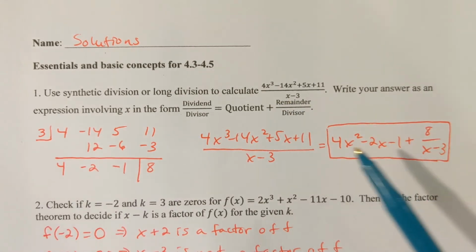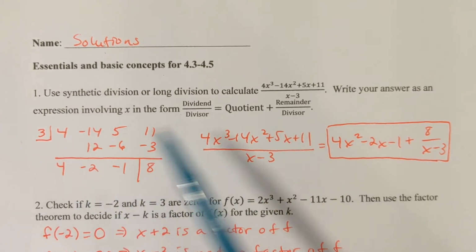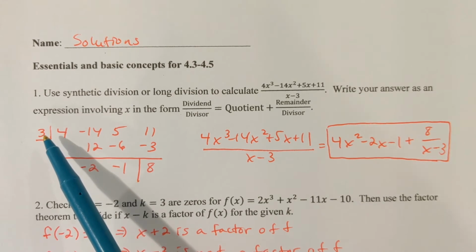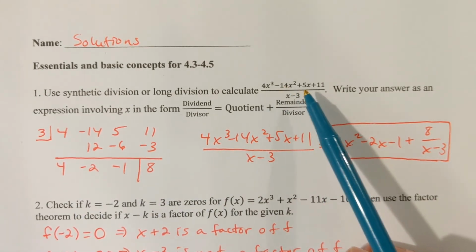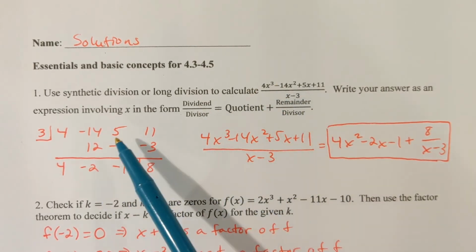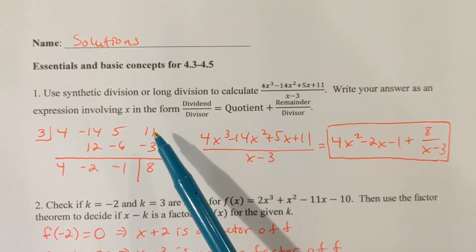Here is also the synthetic division process. So 3 is the 0 of the denominator, therefore I'd want 3 to be in the upper left-hand corner of this table. The top row is just where I'm picking off the coefficients in the numerator, so I've got a 4 in front of x cubed, a negative 14 in front of x squared, a 5 in front of x, and an 11 at the end.